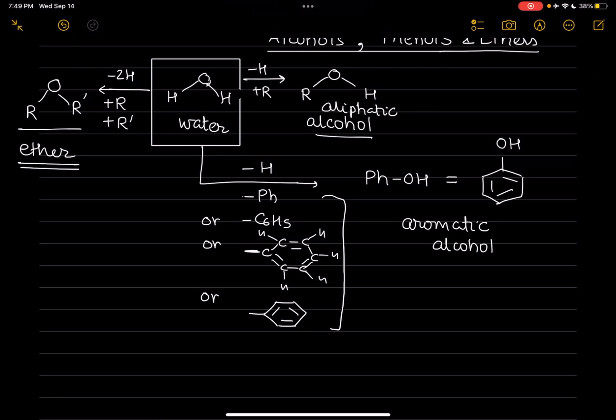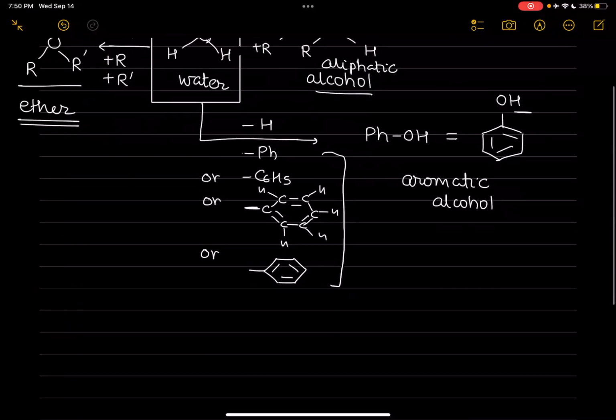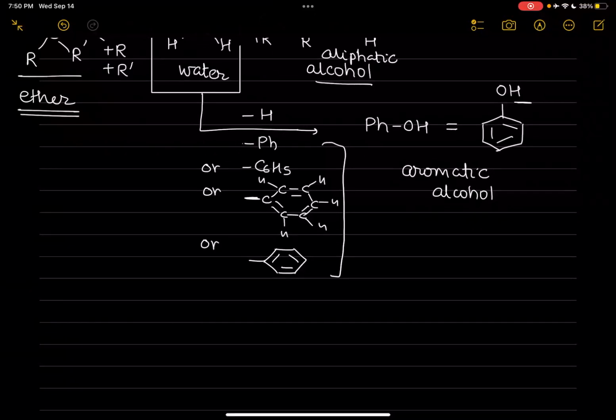So this is ether. That's how we get alcohol, phenol, and ether. We started from water, removed hydrogen, and put some alkyl group. If we put one alkyl group, we have ROH, which is an alcohol. If you put an alkyl group on both sides, same or different, that becomes an ether. And if you put benzene on one side and H, that is phenol, which is an aromatic alcohol. Is it clear? This is the chapter we are going to start.